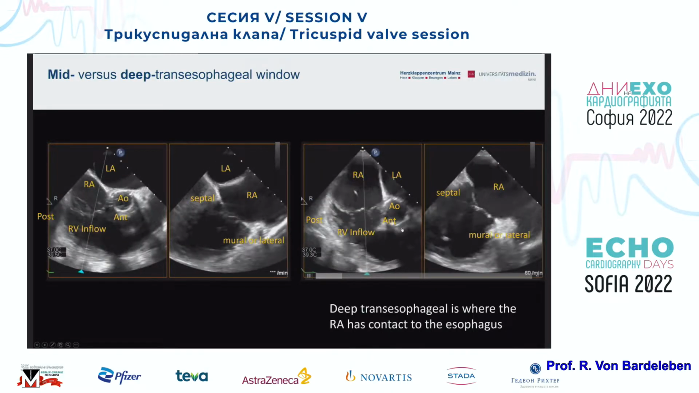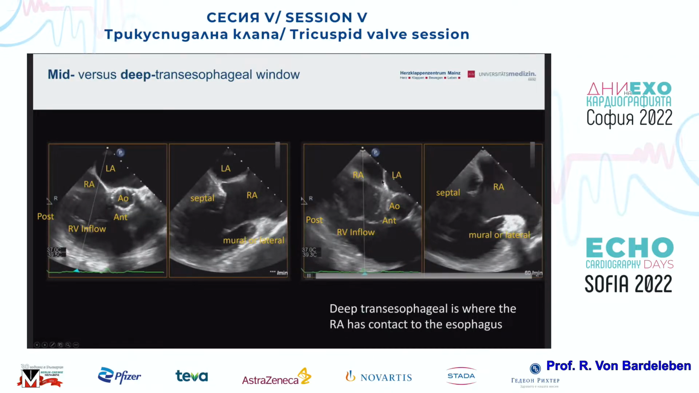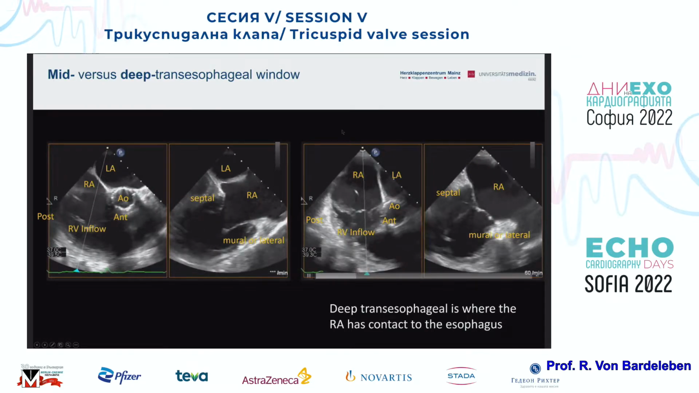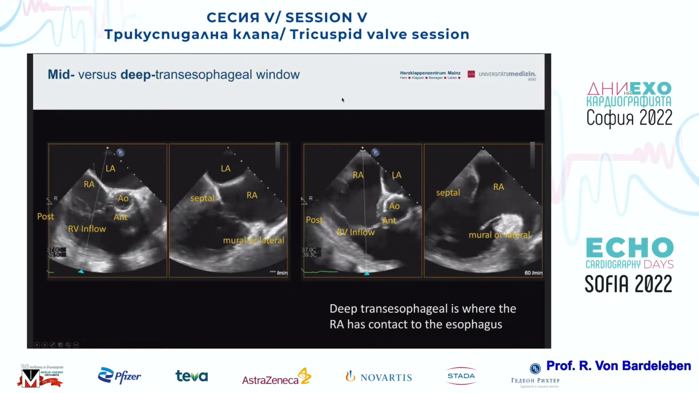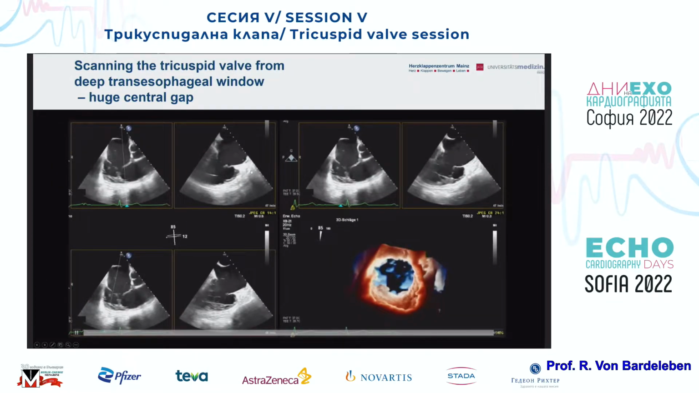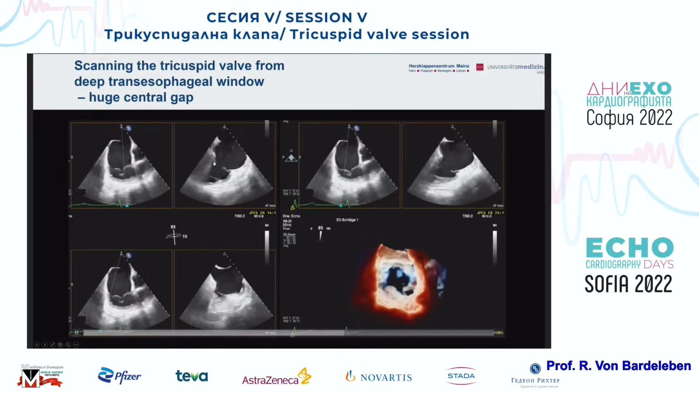On the right-hand side, you see the same patient from a deep esophageal view, where we only scan over the right atrium. And note that the image quality on the septum becomes much better. So these are the 2 preferred transesophageal views that we use in our interventions and also in screening. And we can show here large central gaps, as you nicely see.